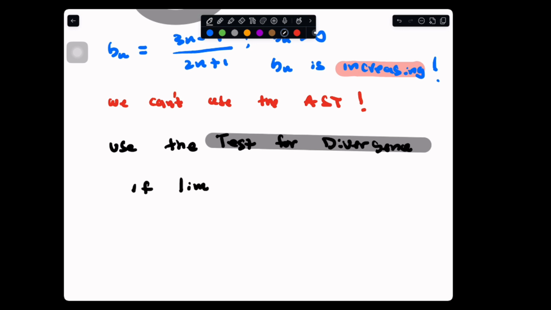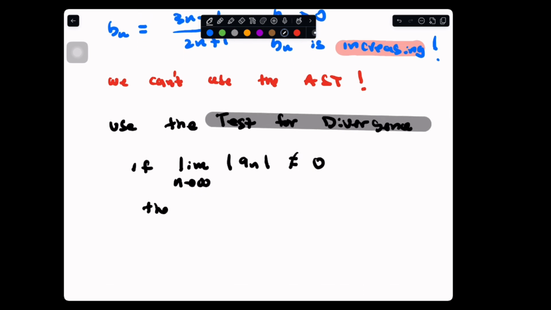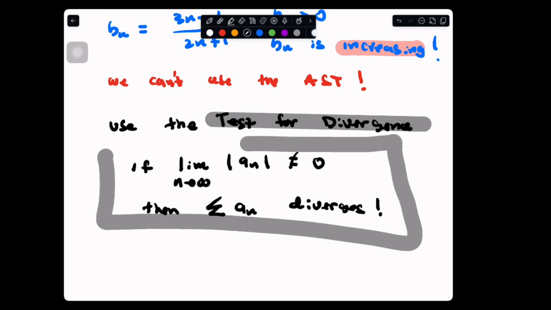If the limit of the absolute value of a_n as n goes to infinity does not equal 0, then what can you say? The series a_n diverges. You guys remember that? This is what you guys want to use.